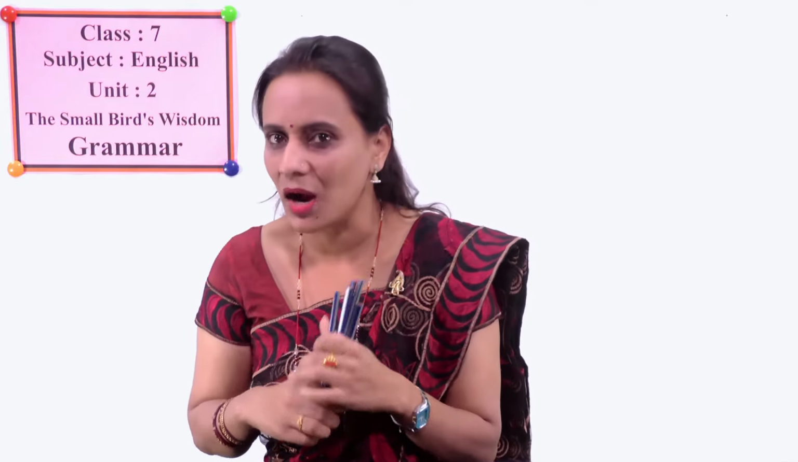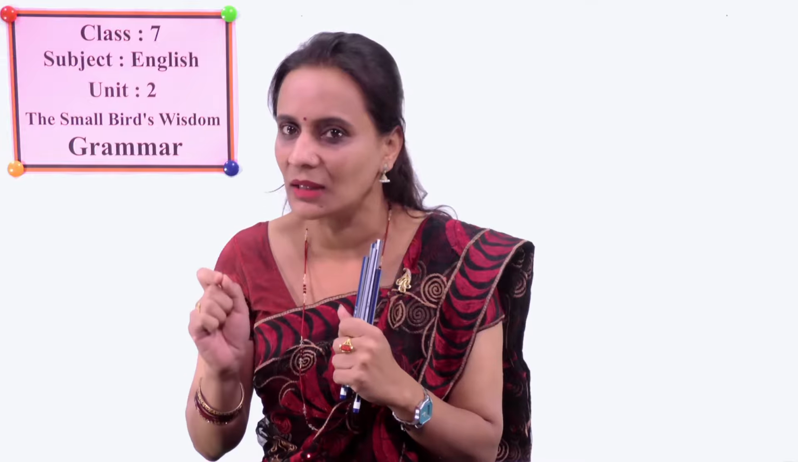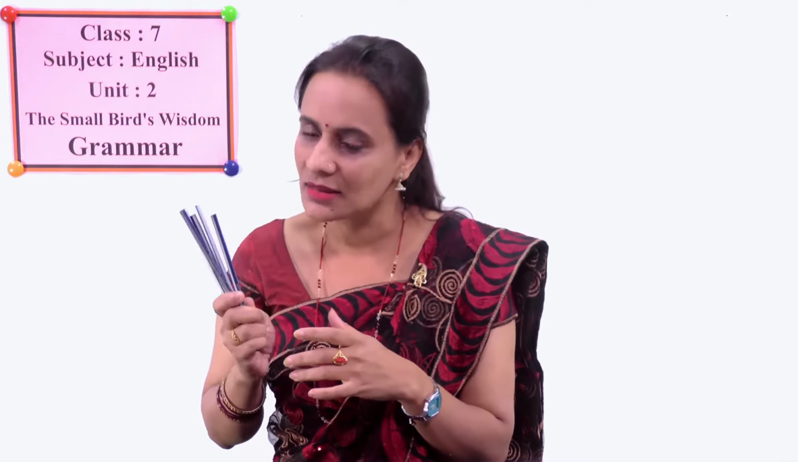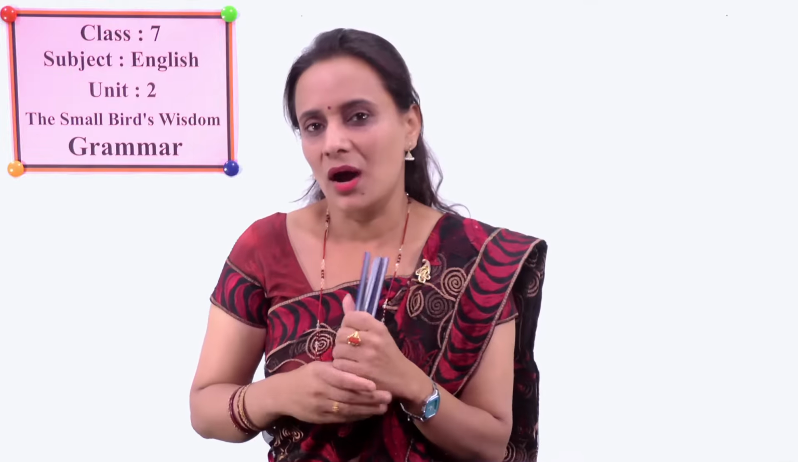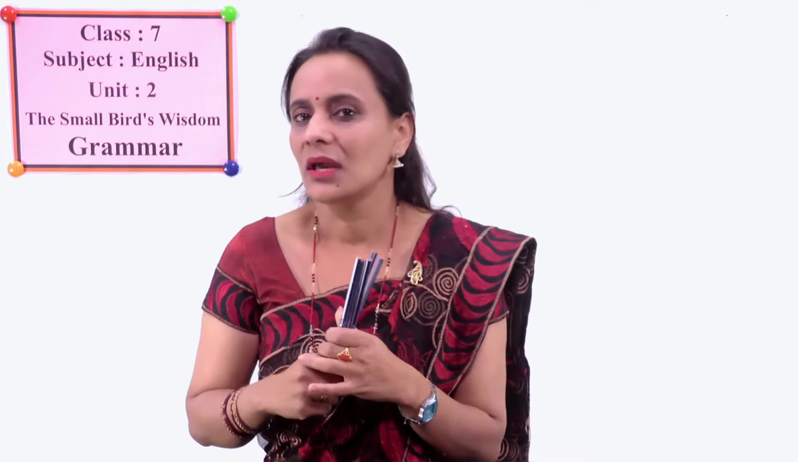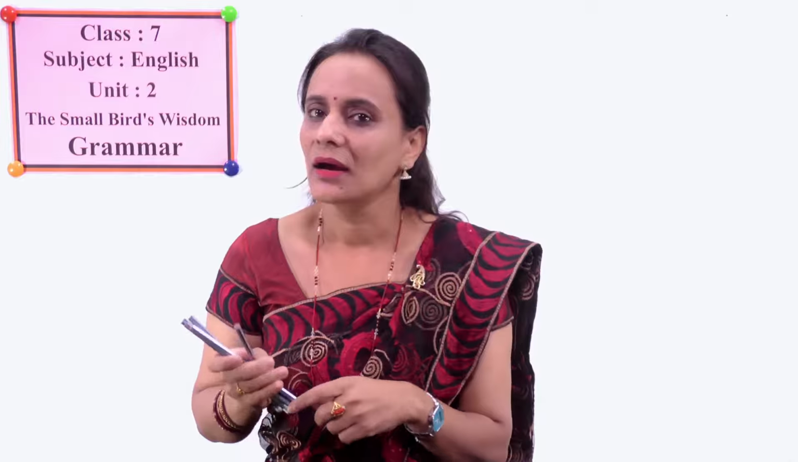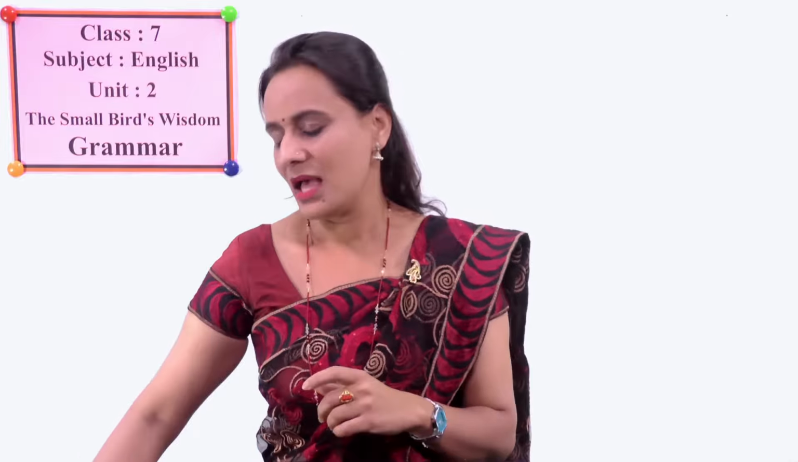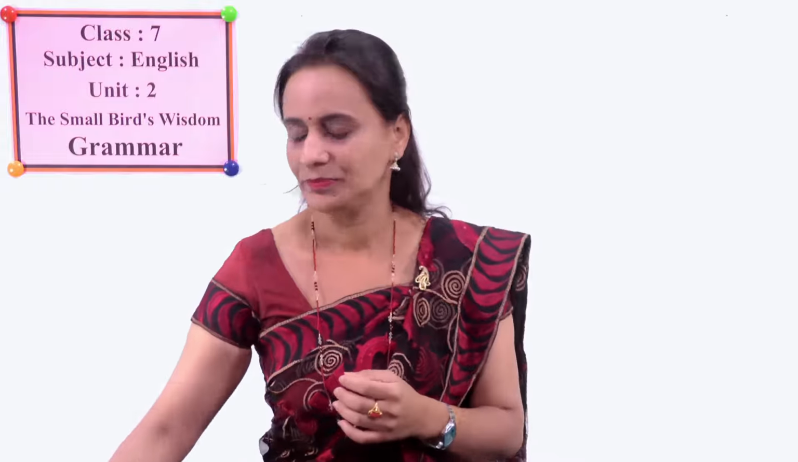And what is a noun? Very good. A noun is the name of a person, animal, place or thing. And these pencils are things, isn't it? So, the noun that can be counted is called what? Countable noun, isn't it? Now, I'll show you another thing, okay?